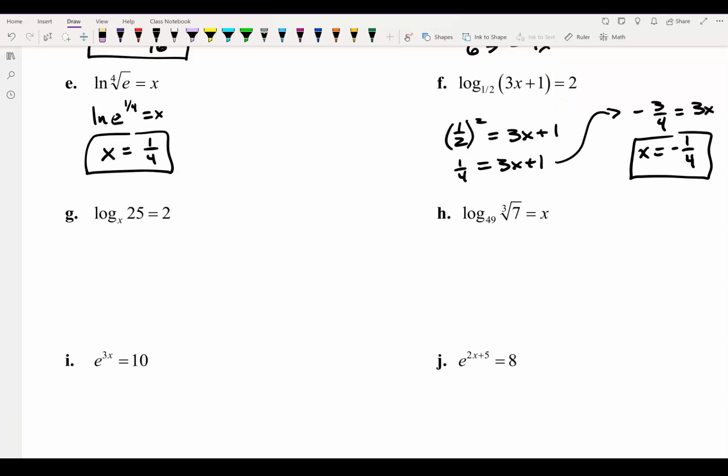Like that. Next one, we're going to take our x base, raise it to the second power to get 25. Well, that becomes in exponential form, x squared equals 25. So x equals 5.